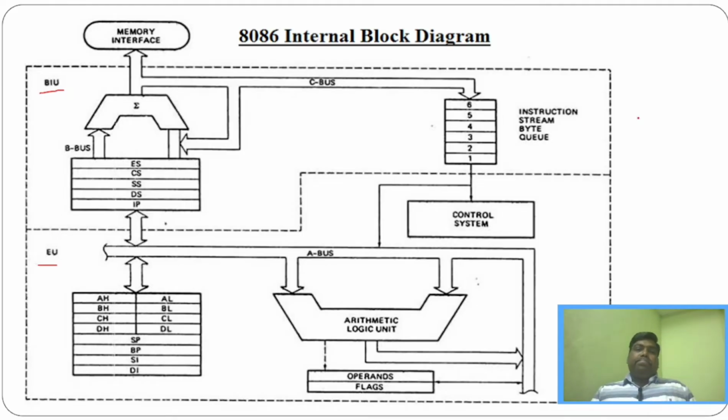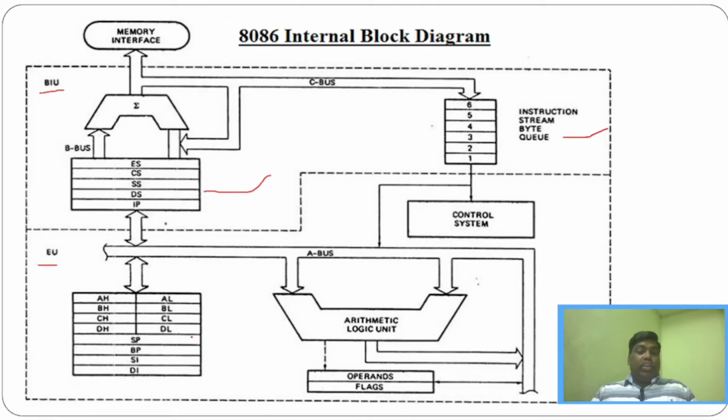You'll see the important elements of the bus interface unit: it has an instruction byte queue, it has segment registers, and it has provision to identify the physical address. It can interact with the memory interface.